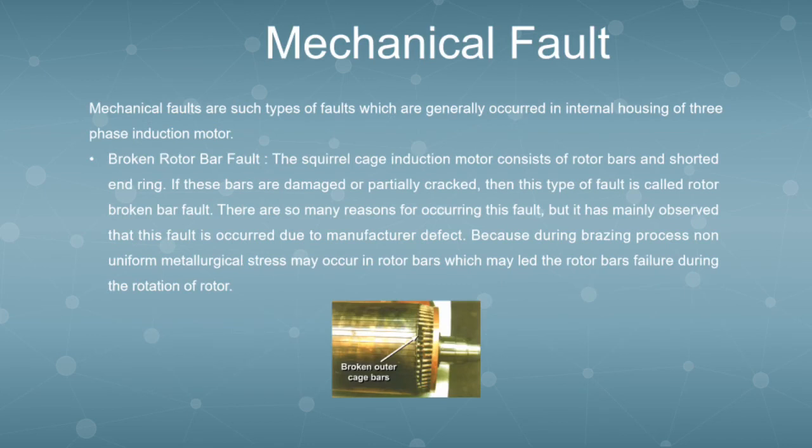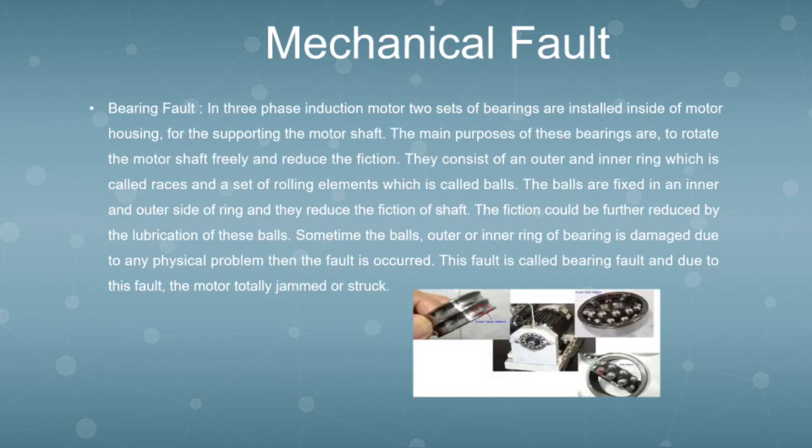Now, let's move on to mechanical faults. This kind of fault generally occurs in the internal housing of the motor. The first one is broken rotor bar fault. It happens when the bars in the motor are damaged or cracked. There are many reasons for this fault to happen, but the most common one is manufacturing defect. The second example is bearing fault. The bearings are installed to support the motor shaft. The main purposes are to rotate the shaft freely and to reduce friction. But sometimes, the balls, outer or inner ring of the bearing are damaged due to some physical problem.